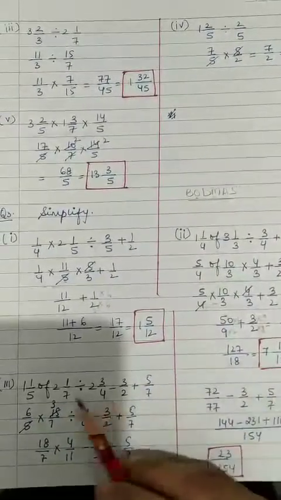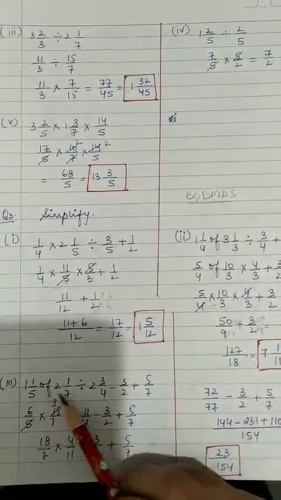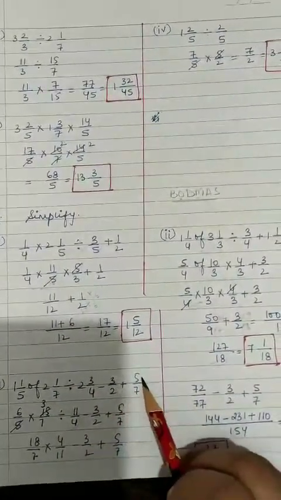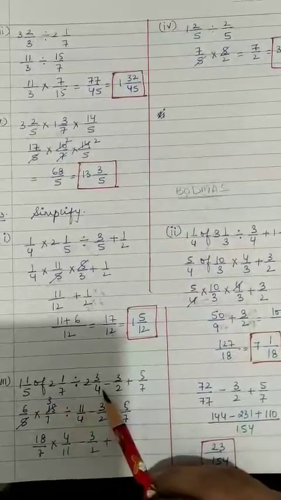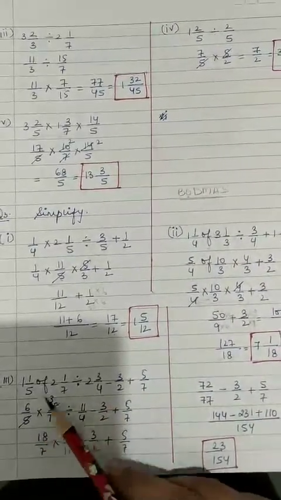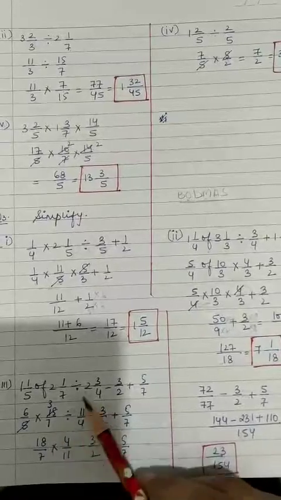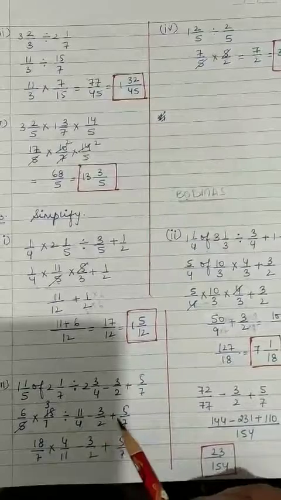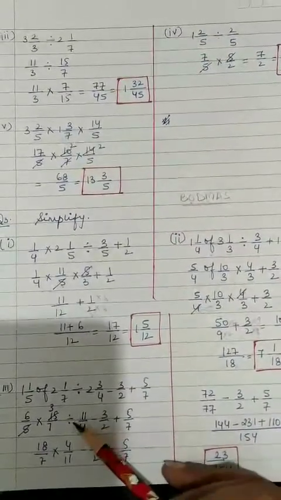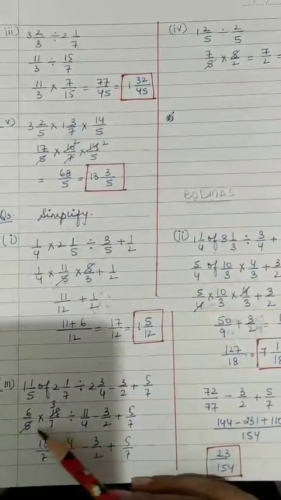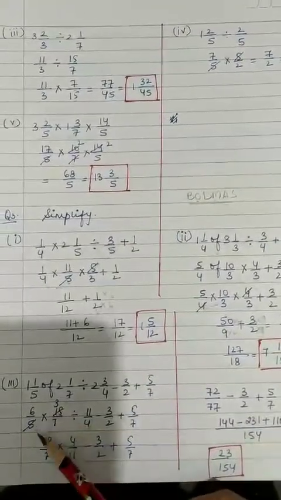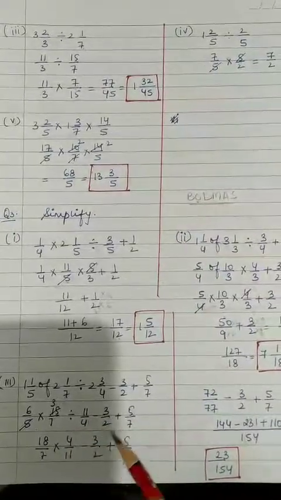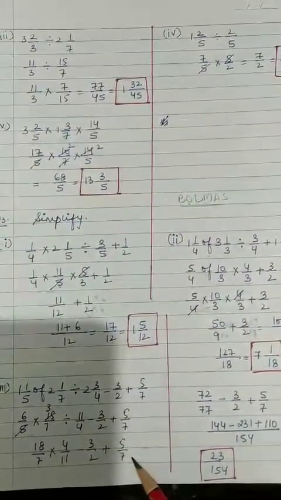Similar is the third part. 1 1 by 5 of 2 1 by 7 divided by 2 3 by 4 minus 3 by 2 plus 5 by 7. Convert all these mixed fractions into improper fractions. 6 by 5 multiply 15 by 7 divided by 11 by 4 minus 3 by 2 plus 5 by 7. Change this divide sign into multiplication, and whatever you can cancel, cancel them. So we will get 18 by 7, here 4 by 11 minus 3 by 2 plus 5 by 7.